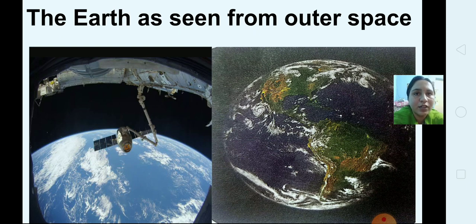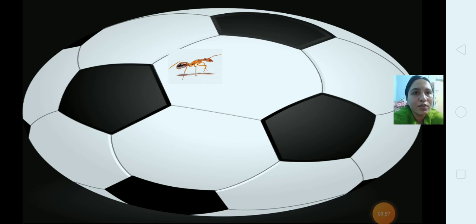So children, the question comes to mind, why does everything around us look flat? Our earth looks something like this, like this football or a globe, if you have seen one in your school. You must have seen a globe in your school. So our earth looks like that.